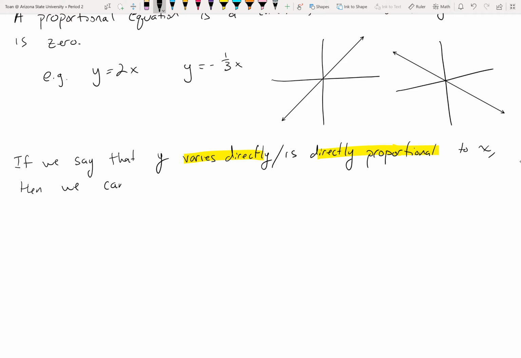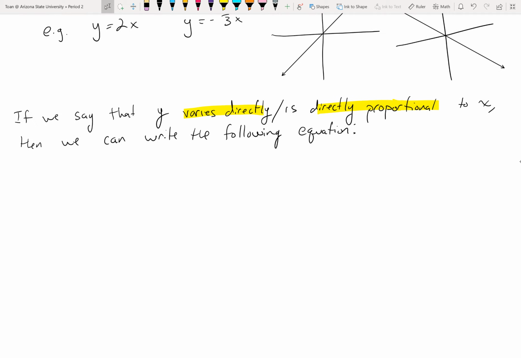Then we can write the following equation. So if someone says, hey, guess what? Y is directly proportional to x. If you were to translate that English sentence into math symbols, this is what it would look like. Y equals kx, for some real number k.